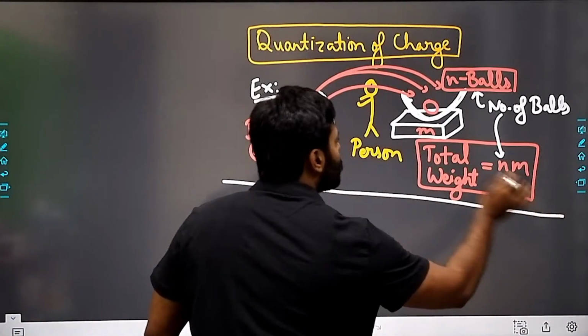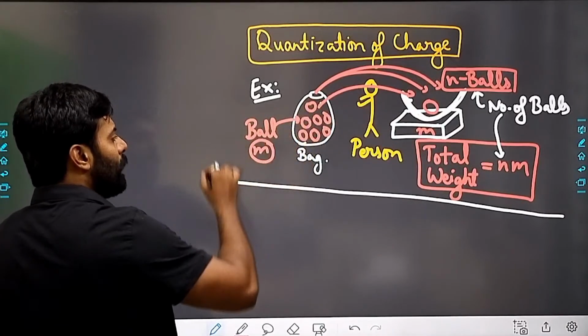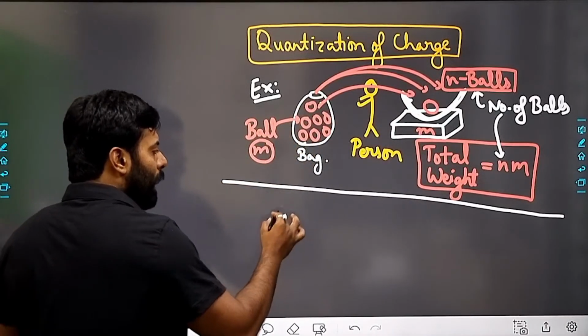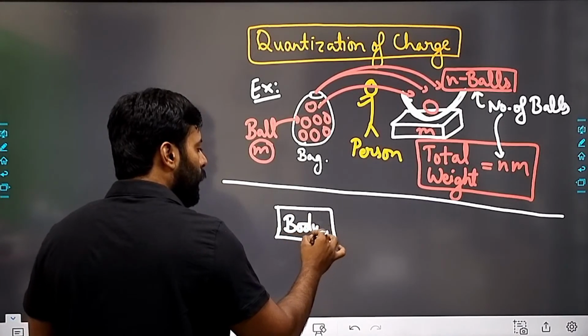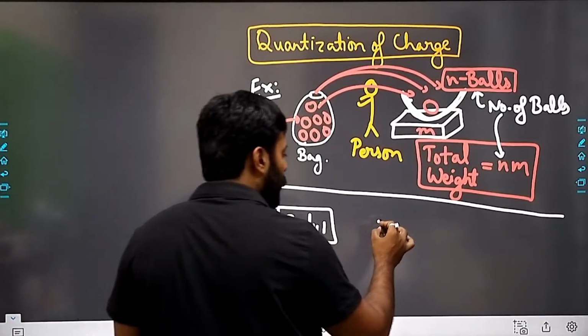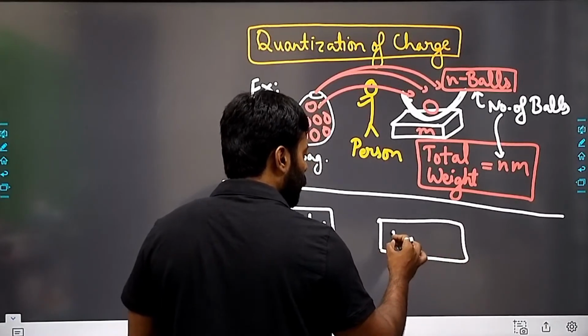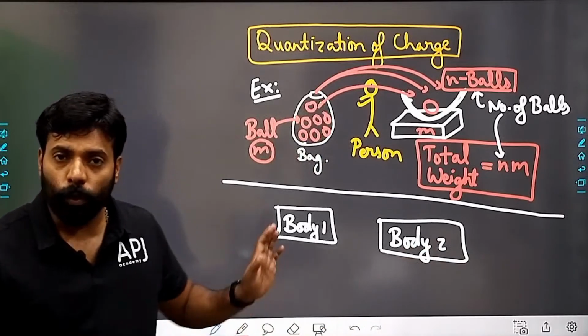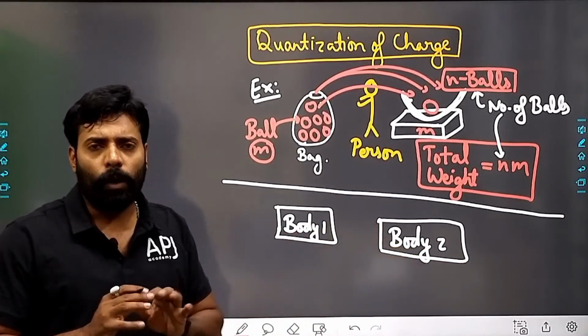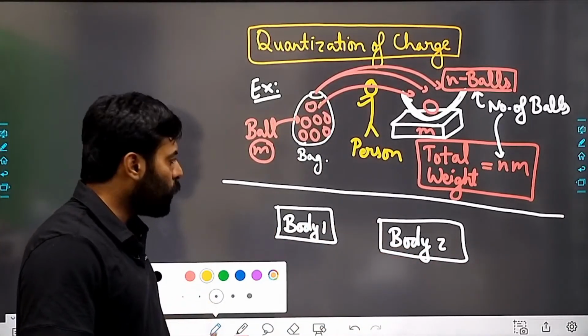So similarly, this is a raw example, right? Similarly, we have different matters like body 1 and body 2. These are nothing but matter, right? Similarly, we are having two bodies, body 1 and body 2. Now imagine that one body is losing some charge.